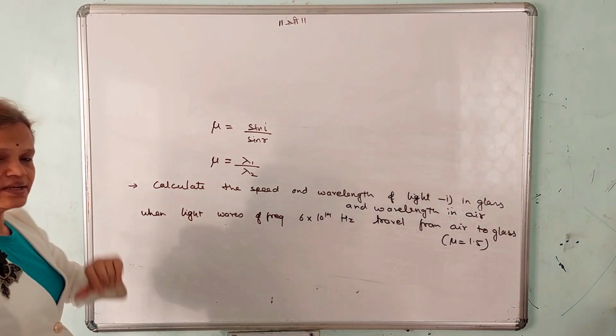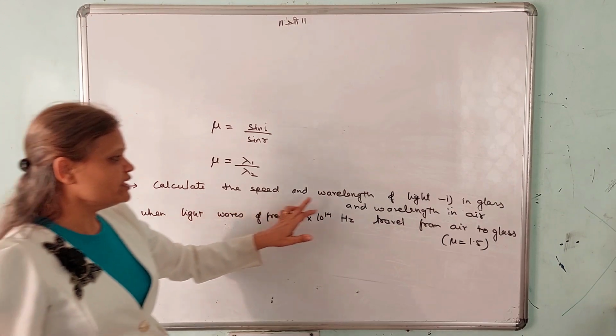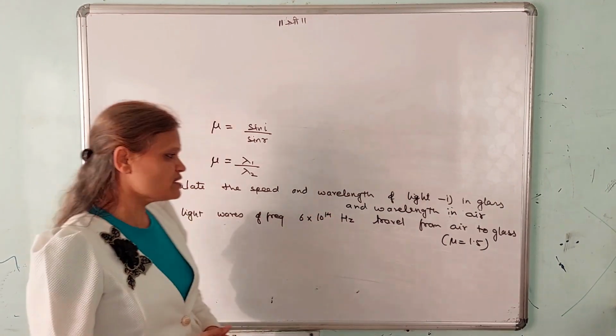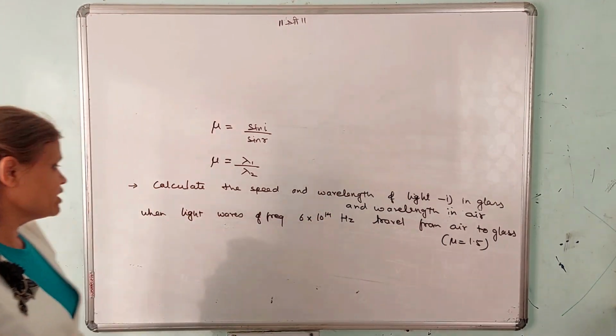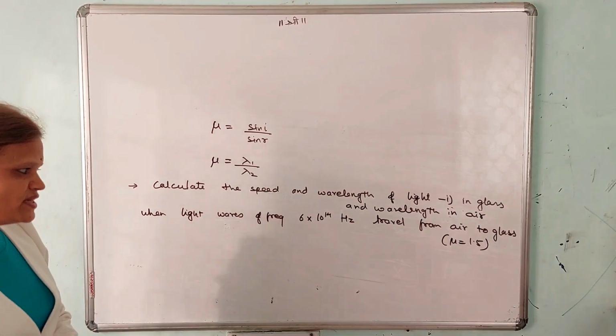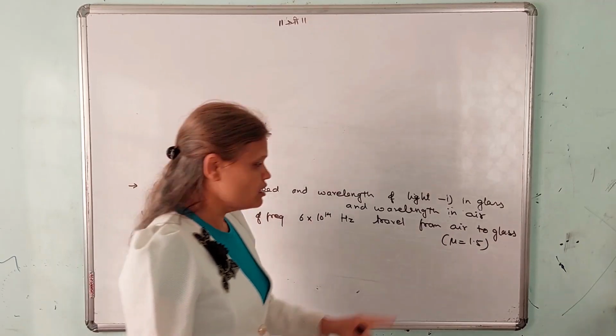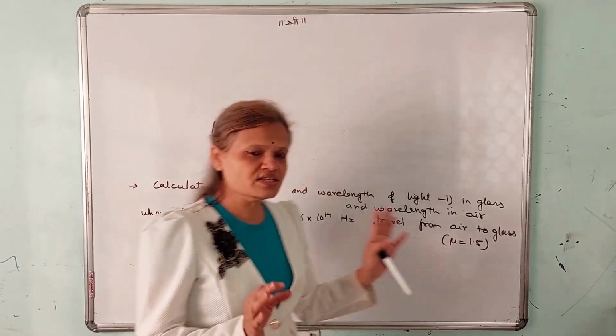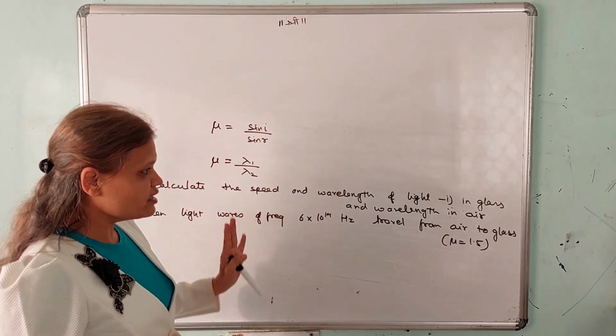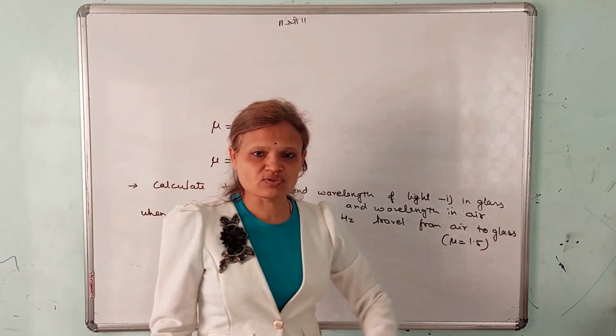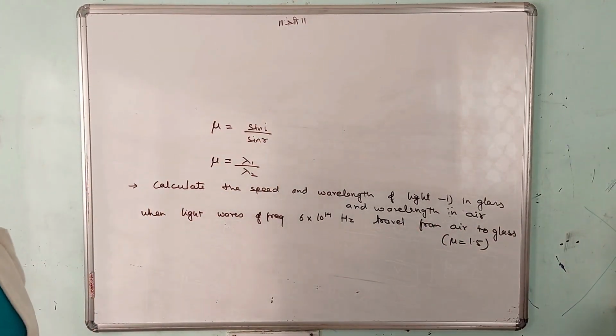Okay, so consider the numerical. Calculate the speed and wavelength of light in glass and wavelength in air, when light waves of frequency 6 into 10 raised to 14 Hz travel from air to glass, mu is 1.5. Obviously this mu is because it is air to glass, this mu is of the glass. So it is the refractive index of glass with respect to air.